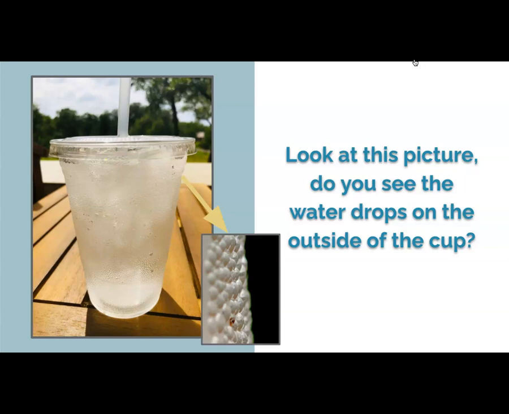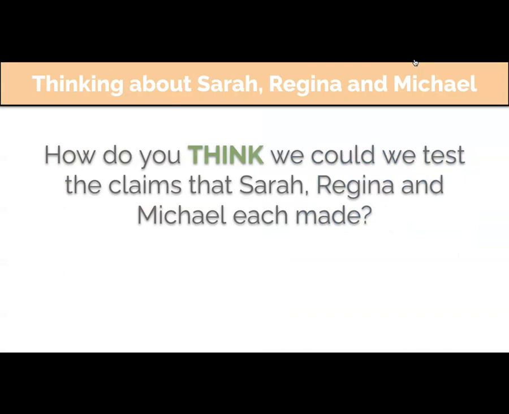Sarah, who said that it's the liquid leaking through the cup. Regina, who said that it's coming from the air around the cup. Or Michael, who said it's coming from the ice cubes inside the cup. And how do you think we could prove that one of those friends was right? So in science, we like to try to prove things. So what sort of experiment do you think we could do to prove whether Sarah, Regina, or Michael were right?